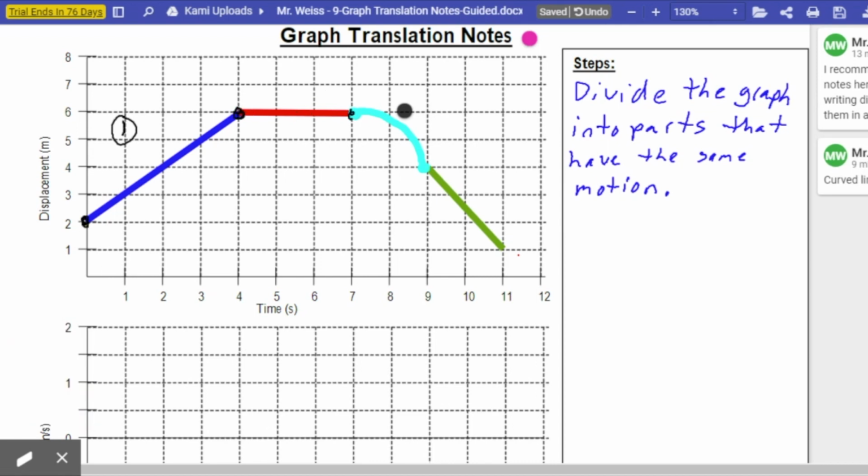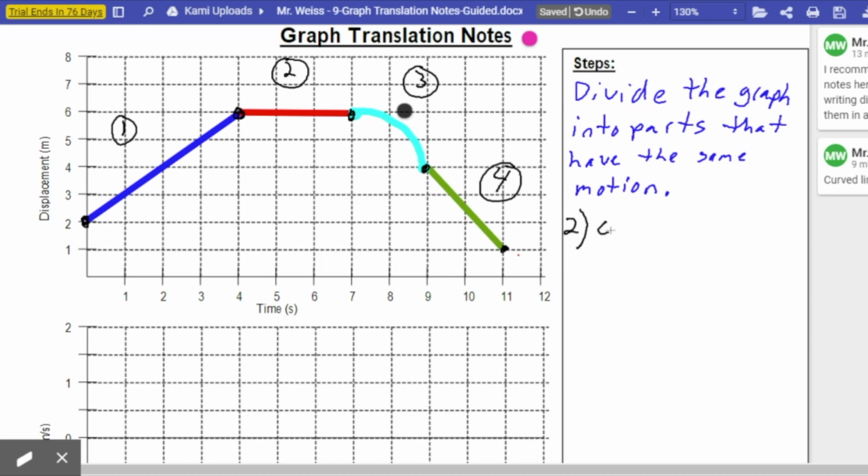Just a reminder, the way that we know that there's different parts of motion is by looking at the shape of those lines. So we can tell an object's motion based off of the slope of its displacement time graph. So anytime we notice a change in slope, that's telling us that there's a change in motion.